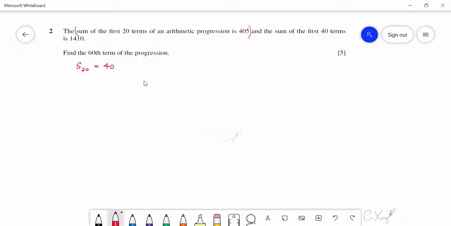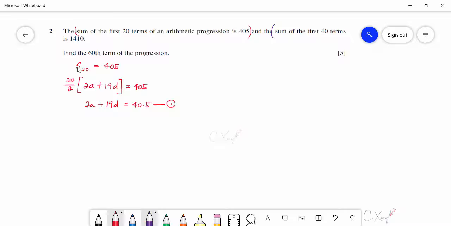We want to substitute the value into the equation of S20. So what's the formula? It will be n divided by 2, then 2a plus (n minus 1)d. So 2a plus 19d equals 405. From here I get the first equation: 2a plus 19d equals 40.5. So this will be my first equation.